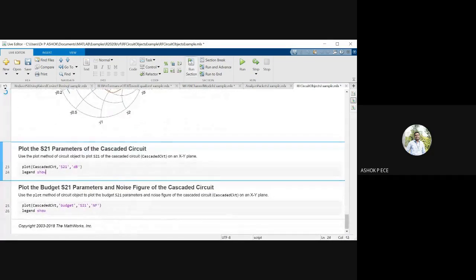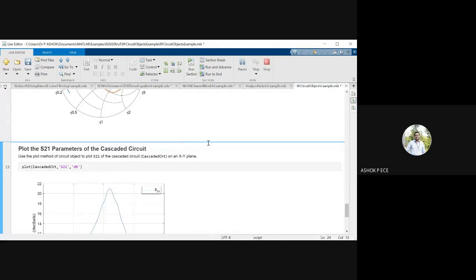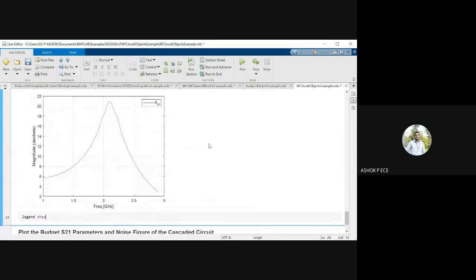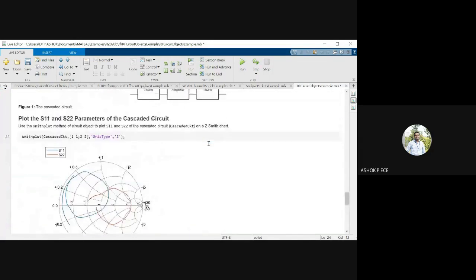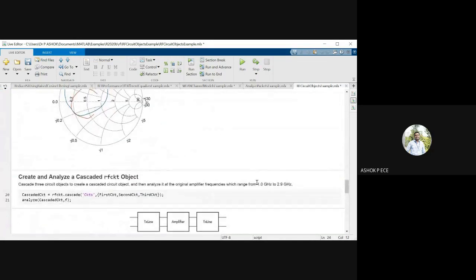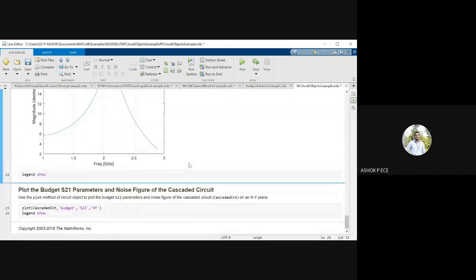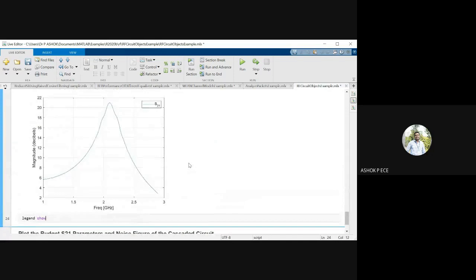Now plot the S21. S21 will clearly say what the frequency response of my circuit is. Very good. See here, in the S21, my design frequency is between 1 and 2.9, right? 1 and 3, roughly. So now it should peak at close to, at this point, it is peaking.